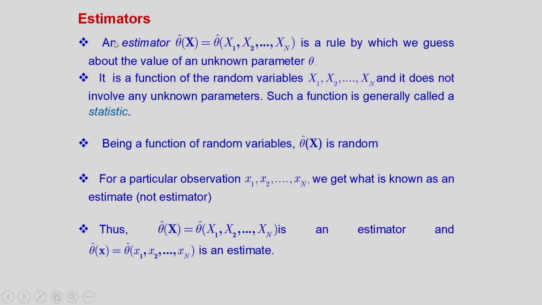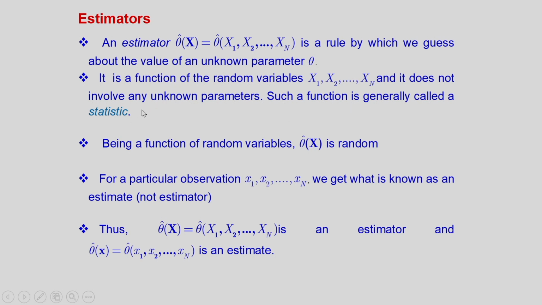Now, what is an estimator? An estimator theta hat of X, that is theta hat of x1, x2 up to xn, is a rule by which we guess the value of an unknown parameter theta. It is a function of the random variables x1, x2 up to xn, and it does not involve any unknown parameters. Such a function is generally called a statistic.